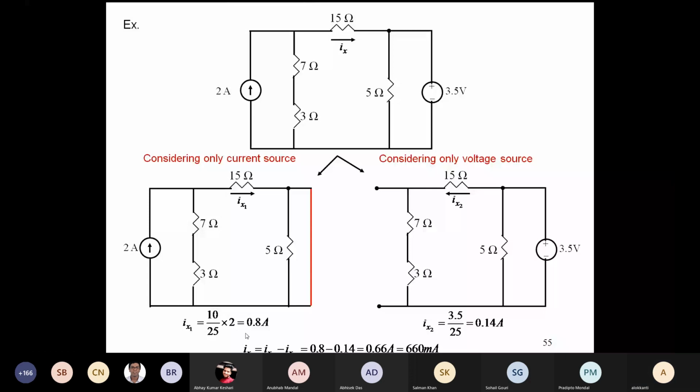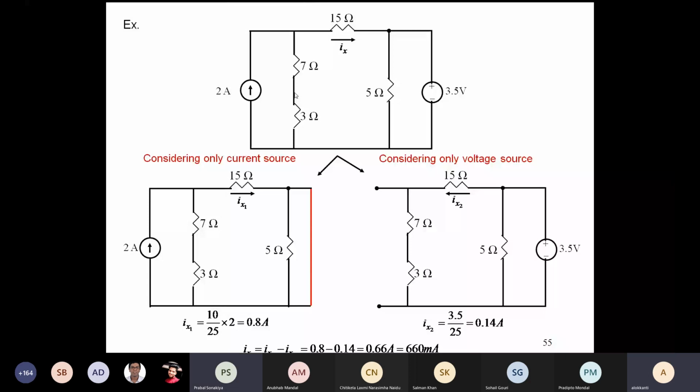Sir, how can we use the superposition theorem for finding the current in the 3 ohm resistor? Can I use the superposition theorem for finding the current in the 3 ohm resistor? Yes. Try it at your home as a homework, to find the current in the 3 ohm resistor.